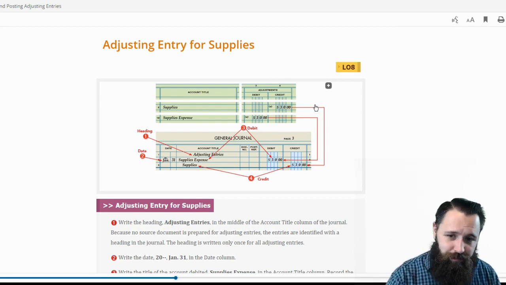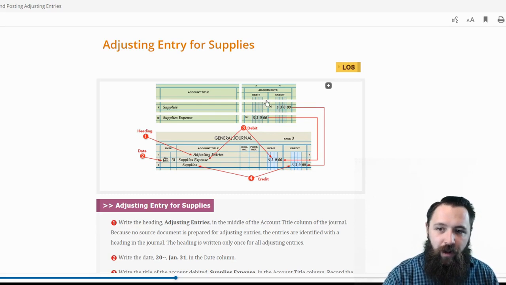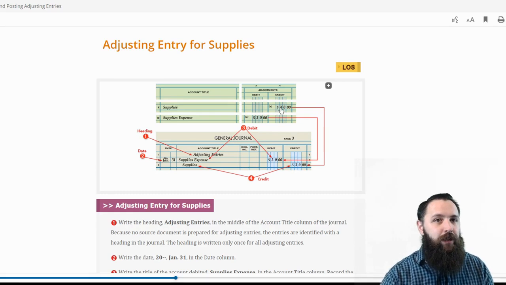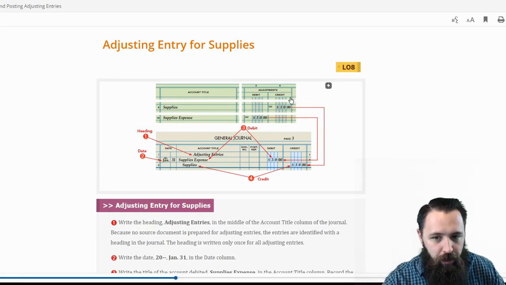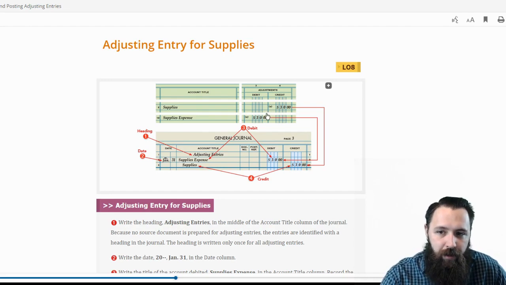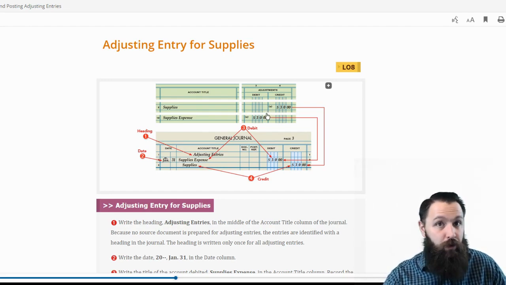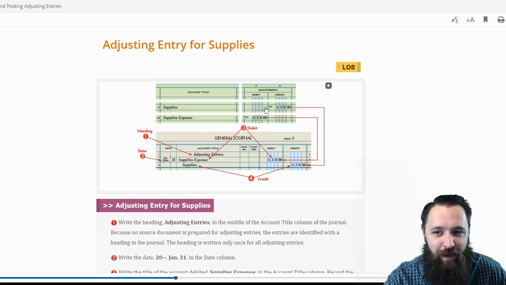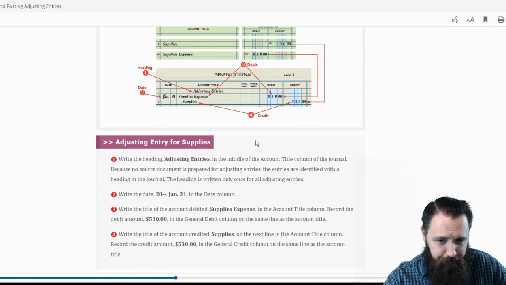So we look at our worksheet, which, remember, is an unofficial document, and we need to make this adjustment official. We're going to record which account was debited and which account was credited. We've already figured out all this information. We can see what's debited and what's credited. We just need to write that in our general journal now.